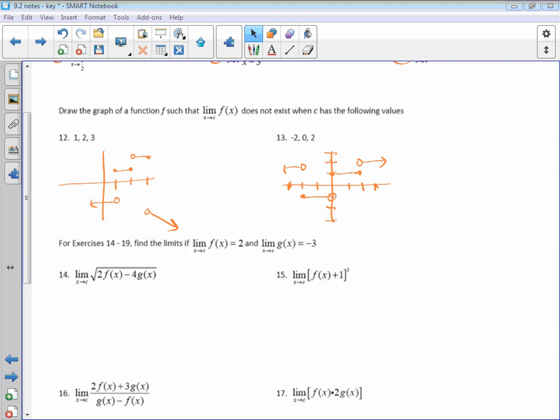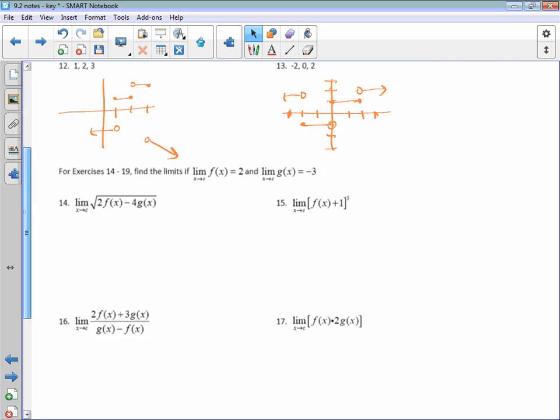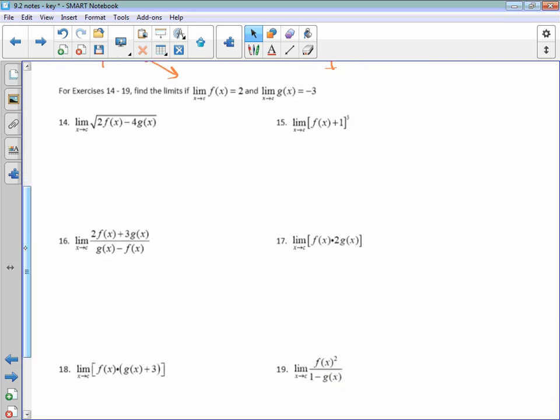All right, guys, so let's look at 14 through 19. These look sort of strange, but they're really not that hard. So we are given, as x approaches c, the limit of f of x is equal to 2, and as x approaches c, the limit of g of x equals negative 3. Then we have this lovely limit as x approaches c of the square root of 2 times f of x minus 4 times g of x. Intuitively, what do you think you should do there? So let's do that. So we've got the square root of 2 times 2 minus 4 times negative 3.